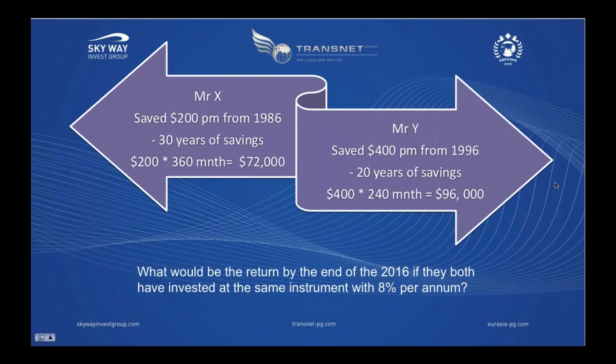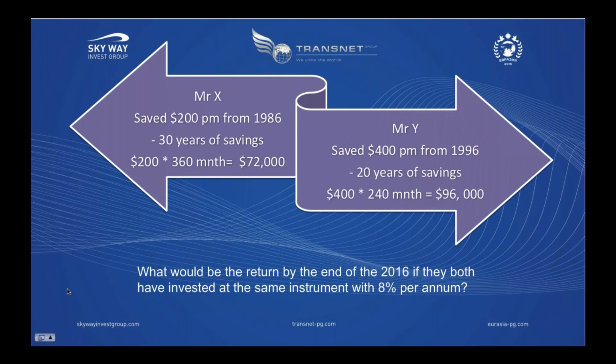Y saved 400 per month from 1986, and his financial plan was for 20 years of savings. So it's 400 times 240 months in his case, and we got 96,000 as the result of the term. So the question for you is, what will be the return by the end of 2016, 30 years from 1986 and 20 years from 1996, if they both have invested in the same instrument at 8% per annum?